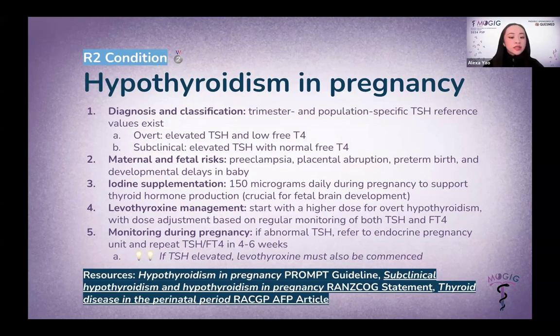Final takeaway is if TSH is found to be abnormal, you should also refer the patient to the endocrine pregnancy unit and continue monitoring thyroid function approximately in 4 to 6 weeks. Okay, and again, the PROMPT guideline is great for this. There's a RANZCOG statement that was pretty useful as well. And in terms of better understanding the pathophysiology behind thyroid function in pregnancy, there's a really great RACGP article as well.